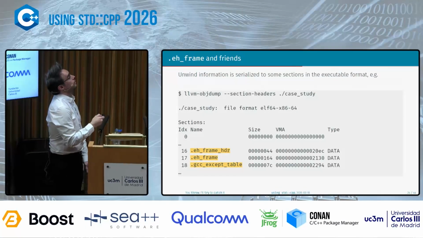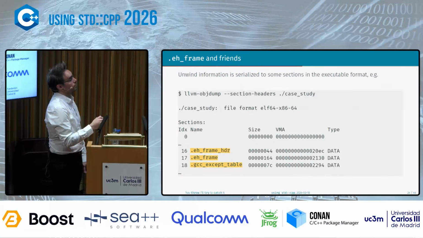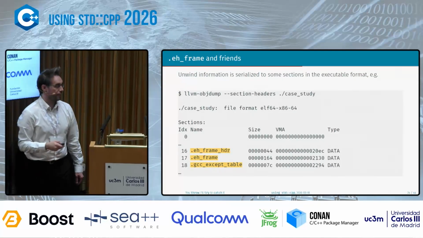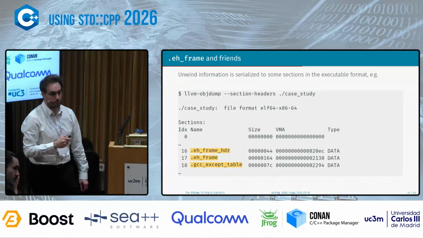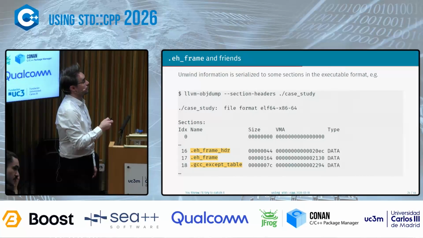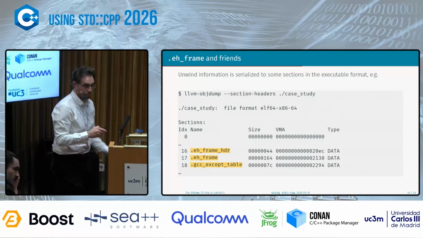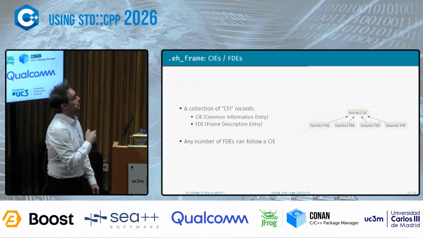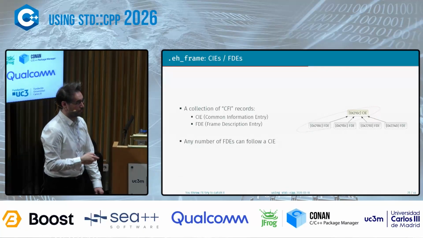So if we call llvm-objdump on our compiled case study, we will see that there are some sections in the binary. We have .eh_frame. EH stands for exception handling, by the way. There is .eh_frame_hdr, .eh_frame, and .gcc_except_table. So far, so good. We will dig a bit deeper into each of those. Let's start with .eh_frame.